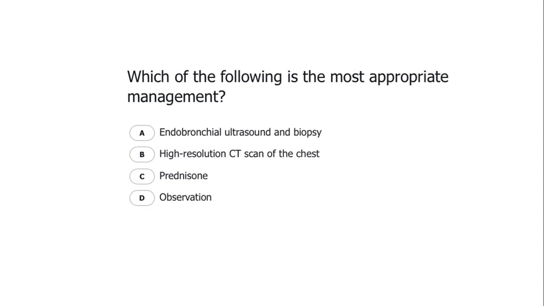Observe, right? Because we just said that a lot of people regress spontaneously, don't ever have symptoms, don't ever need treatment. So unless there are some red flags, the important thing in this patient was that she was asymptomatic. Of course, if she's having fevers or other problems, you're not just going to ignore that. But if she's asymptomatic and there's just hilar adenopathy without anything else, it could be reasonable to just observe.